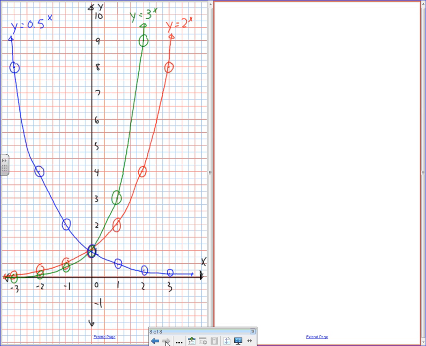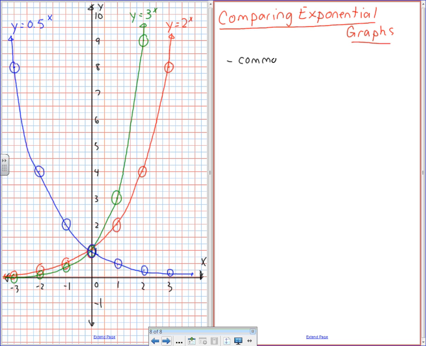Does anyone see anything about these graphs, comparing exponential graphs? There is always going to be a common point of 0 and 1. The reason is just because of the exponent rules: anything to the power of 0 equals 1. All right?